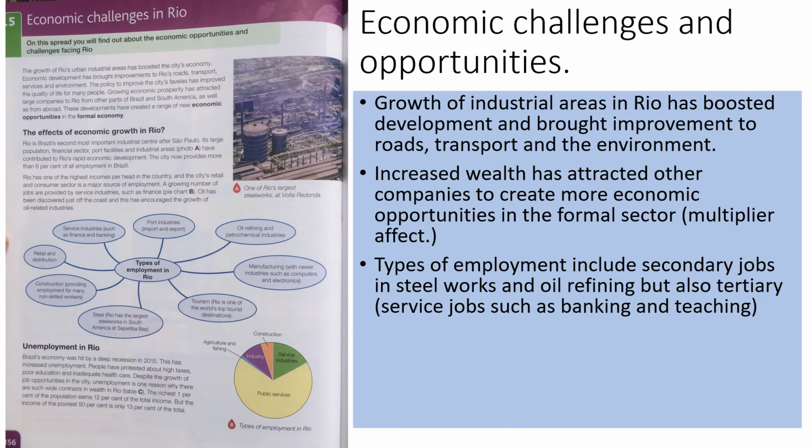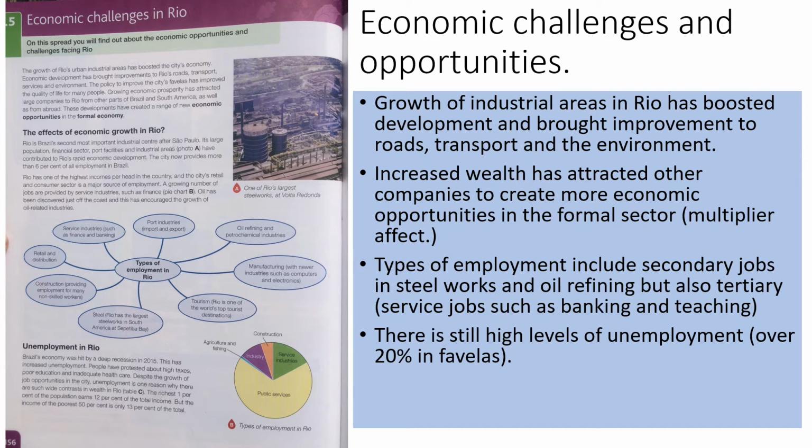Types of employment include secondary jobs in steelworks and oil refining, but also tertiary jobs. They're service jobs such as banking and teaching. You might be able to notice in the pie chart that most of the jobs are in services. Now, a huge amount are in public services. They're services usually provided by the government, such as teachers, such as maybe bin men, those kind of things. But also there's the service industry, so that's things such as banking, which will loan money to people and get interest back. So it generates lots of money that way.